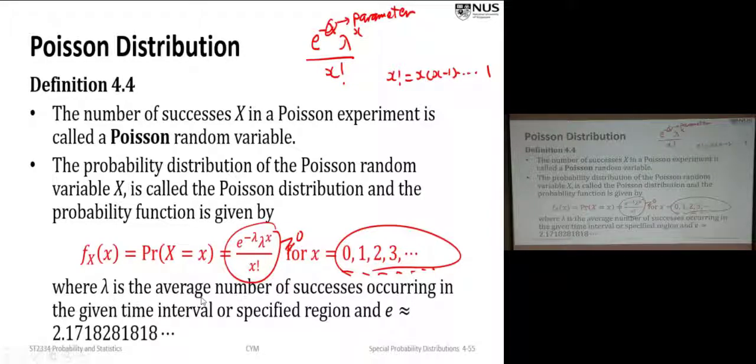So what is e? E is the base of the natural logarithm. We don't know the value exactly, but it's approximately 2.718, something like that.